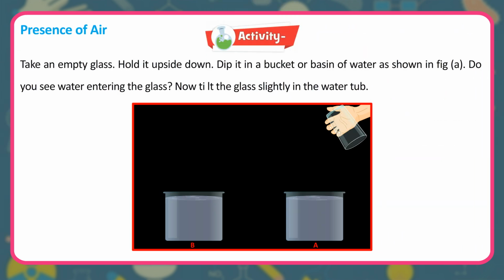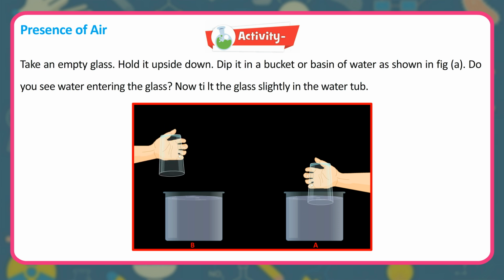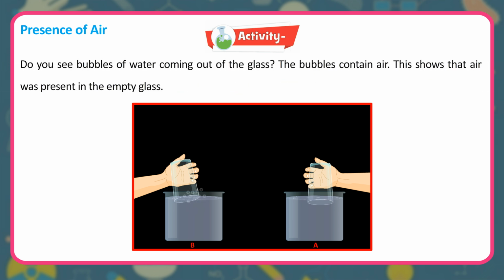Presence of air. Activity. Take an empty glass. Hold it upside down. Dip it in a bucket or basin. Do you see water entering the glass? Now tilt the glass slightly in the water tub. Do you see bubbles of water coming out of the glass?